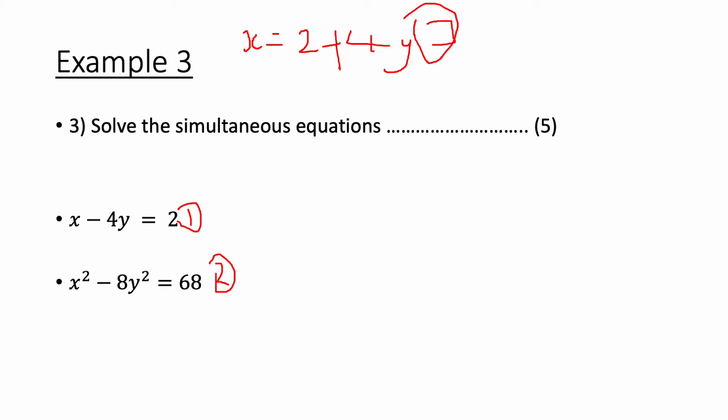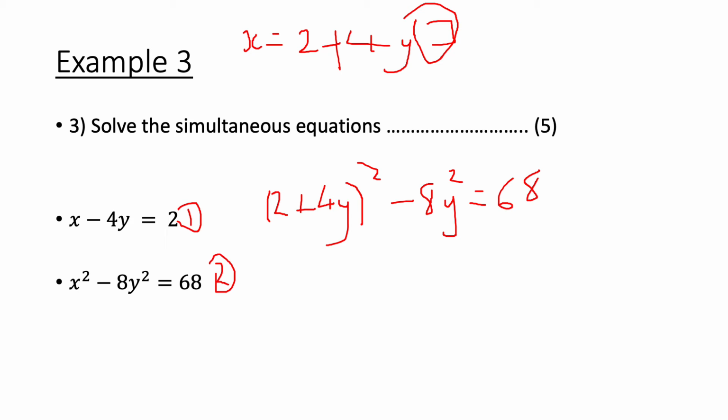I'm going to substitute equation 3 into equation 2. So replace x with 2 plus 4y. So I'm going to have (2 plus 4y) all squared, subtract 8y squared is equal to 68.